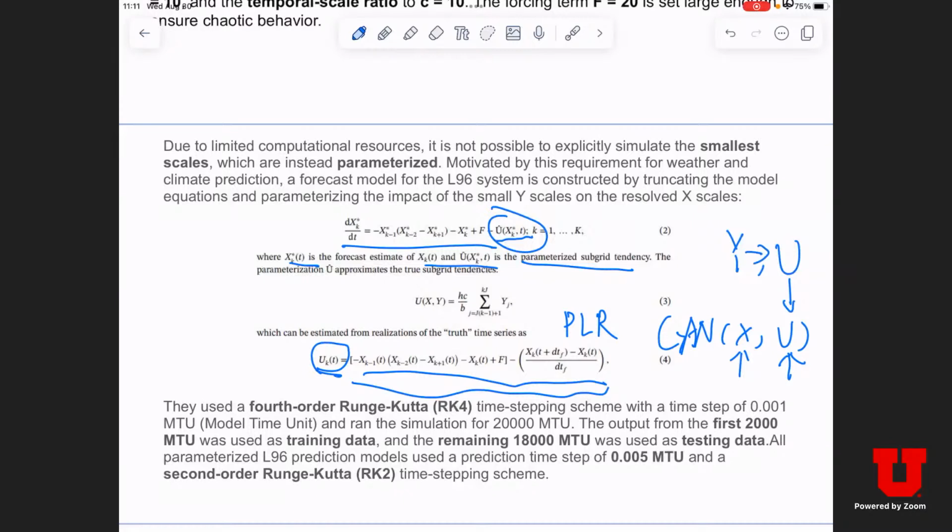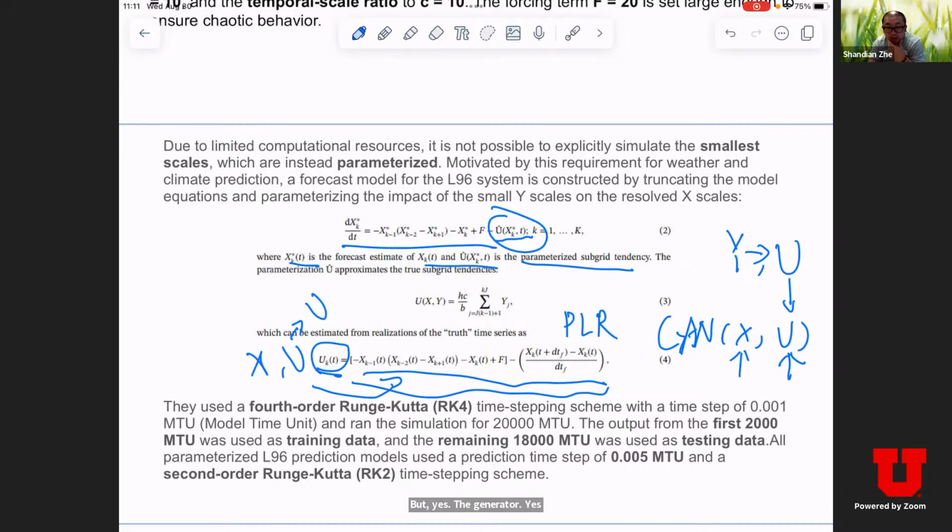So if we have x, we can use the x for prediction. We can use the x in this equation to get the u, and then they train again to make prediction of u. Yes, they want to use the GANs to train to get the next time step u, but yes, the generator, yes. But why do they say this can be estimated?